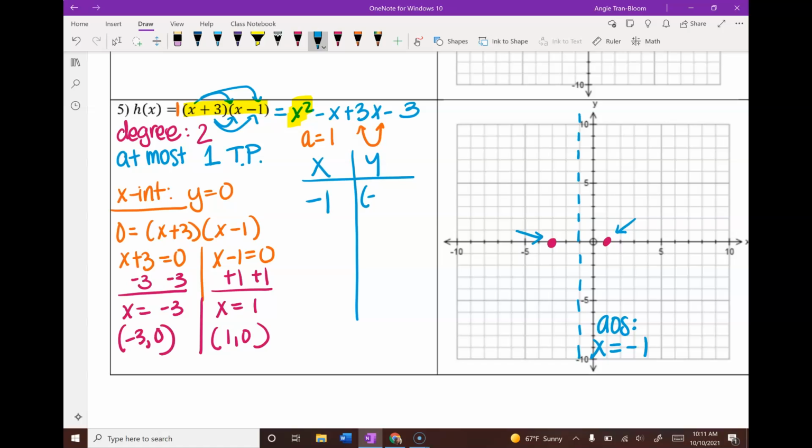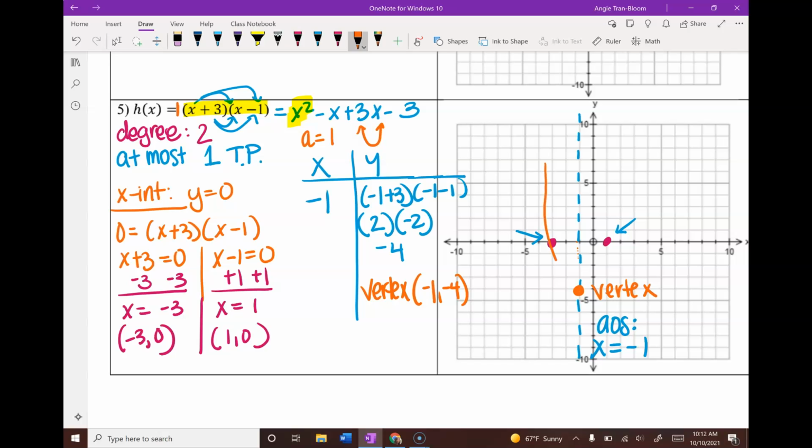So here we go. Negative 1 plus 3 times negative 1 minus 1. Well, negative 1 plus 3 is 2. Negative 1 and a negative 1 on the next quantity is negative 2. Multiply those together and it's going to be negative 4. So students, our vertex is going to be negative 1 comma negative 4. Okay, well, let's plot it. Negative 1 we know is on the axis of symmetry, so here's negative 4. This is your vertex. With having the vertex, we can just connect those 3 dots, and that is going to be our parabola opening upward.